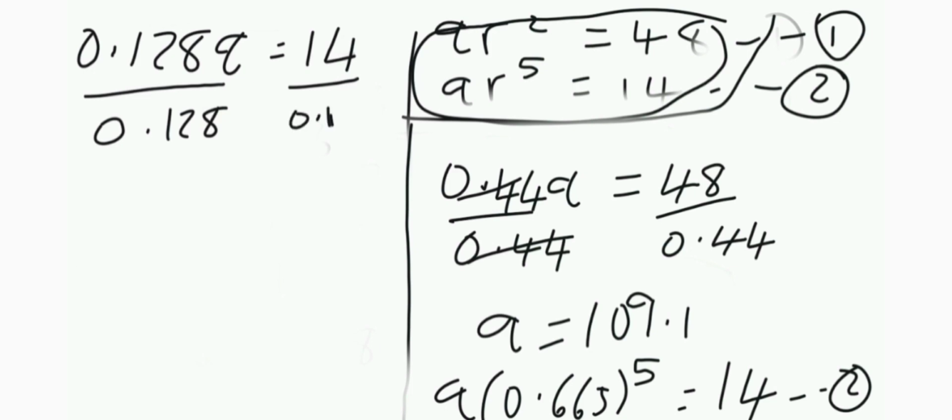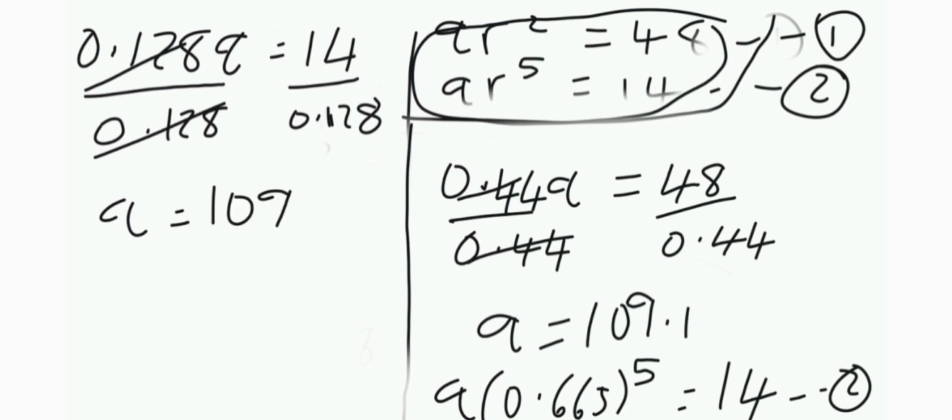Okay, we want to check if the answers are correlating, if they are the same. So A is equal to 14 divided by 0.128. So can you see that they are both the same? They are both correct. We are having 109 points, so they are both correct. Now we want to proceed into finding the first term, the second term, the third term, the fourth term, because the question says find the first 4 terms of the GP.